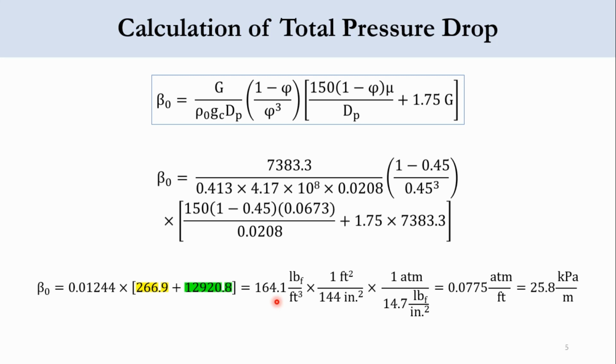Accordingly, it is calculated as 164.1 pound force per cubic feet, and again by the unit conversions, 1 square feet is equal to 144 inches square, and 1 atm is equal to 14.7 pound force per square inch. So pound force cancels out, and we are left with 0.0775 atm per feet or 25.8 kilopascal per meter. So that is the calculation of beta naught in the system.